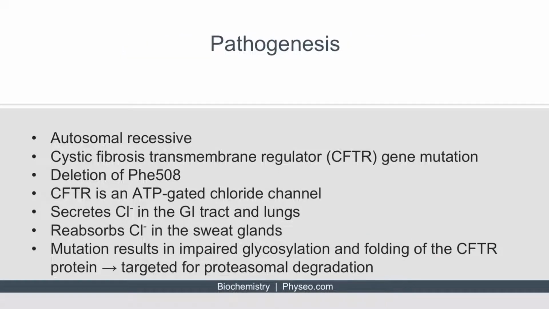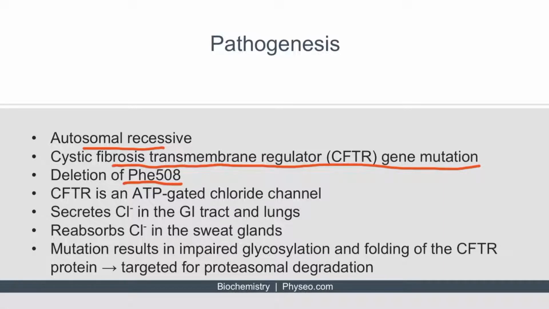Cystic fibrosis, or CF, is an autosomal recessive disease caused by cystic fibrosis transmembrane regulator, or CFTR, gene mutations. More specifically, it's usually due to a 3 base pair deletion of the 508th amino acid position affecting the amino acid phenylalanine. So deletion of phenylalanine at the 508th position.